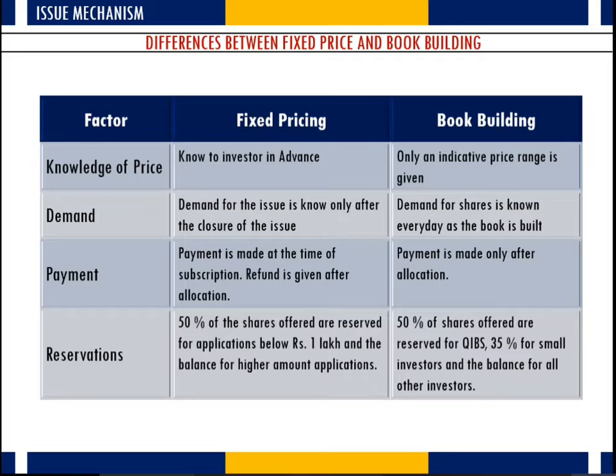Now the reservation system is also different. In the fixed pricing method, 50% of the shares are offered and reserved for applicants below 1 lakh, and the balance is for the applicants above 1 lakh. So in this, there are only two categories of investors: investors who applied for shares valued at less than 1 lakh and more than 1 lakh. Whereas in book building, the reservation is slightly different. 50% for qualified institutional buyers, 35% for retail investors, and 15% for high net worth individuals.